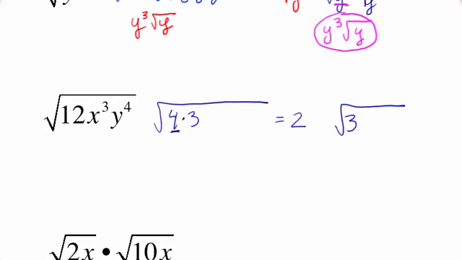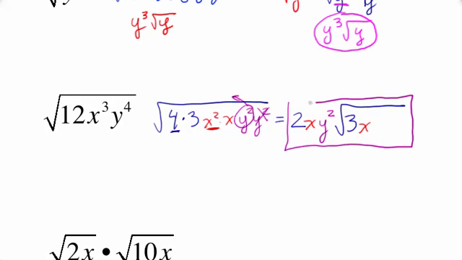Now let's switch colors and take a look at the x's. X cubed can be written as x squared times x. X squared is a perfect square, so an x is going to come out of the radical, and an x stays behind. And then lastly, we have y to the 4th. Now y to the 4th is a perfect square, but just for illustrative purposes, I'm going to write y squared times y squared. So it should be clear that I've got a pair of y squareds. One of them is going to come out. One of them gets crossed out. So y squared. And so here's our final answer. 2xy squared root 3x. I didn't need that big of a radical.